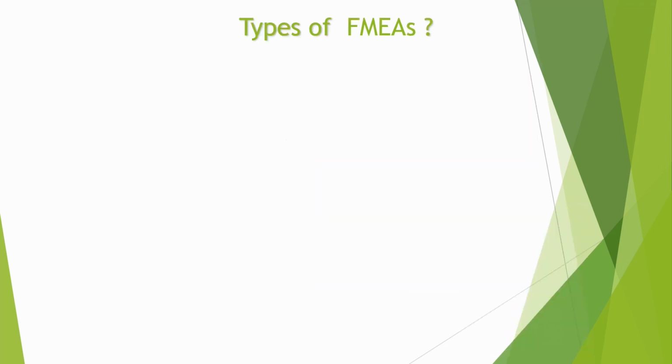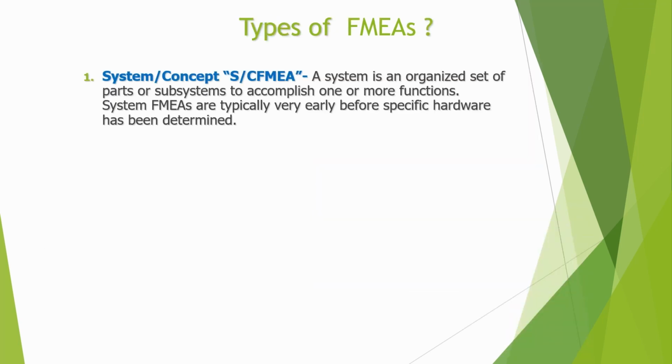Types of FMEAs include: 1. System FMEA or Concept FMEA, also called SFMEA or CFMEA. A system is an organized set of parts or subsystems to accomplish one or more functions. System FMEAs are typically done very early, before specific hardware has been determined.